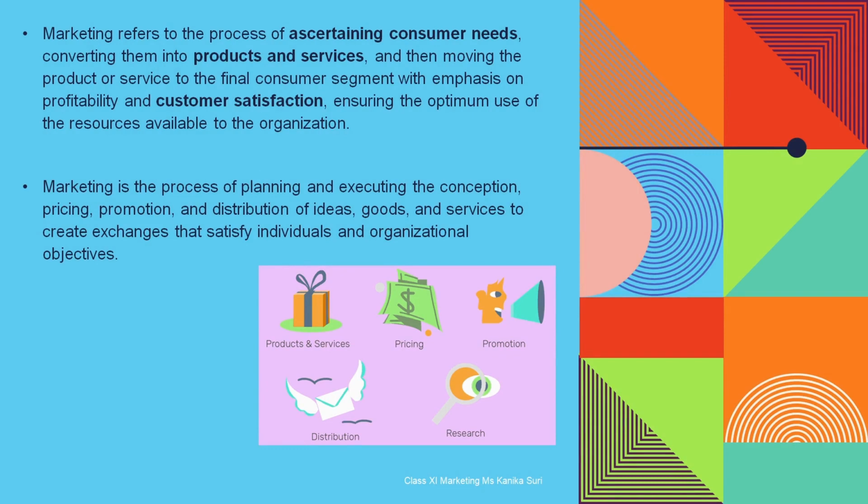So the second definition says marketing is the process of planning and executing the conception, pricing, promotion, and distribution of ideas, goods, and services to create exchanges that satisfy individual and organizational objectives. Right. So marketing is not just the end goal, it is an entire process. What is the process of planning? First of all, if you're launching a new product, you have to plan it, you have to execute the conception, which means the starting of the idea. Then you have to set a pricing, you have to see what kind of promotion techniques you need to use for the launch of the product.